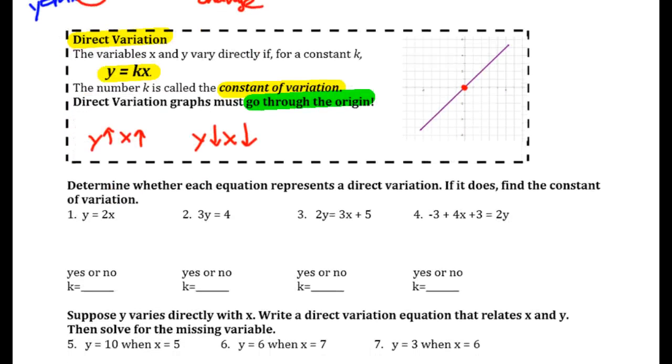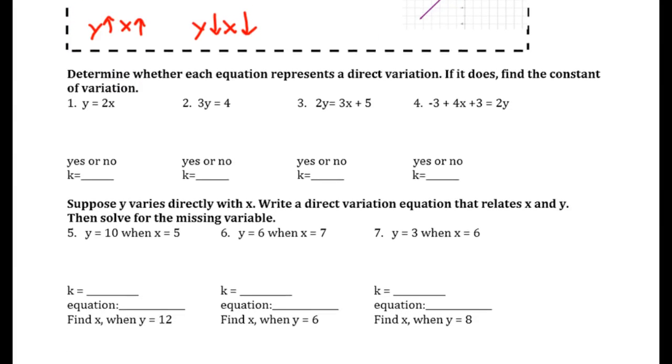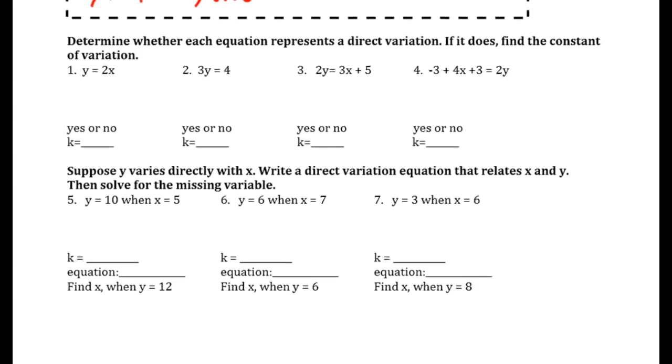So let's look at some examples here. The first thing we want to do is be able to look at some equations and identify if it's direct variation or not. The directions say determine whether each equation represents a direct variation. If it does, find the constant of variation.